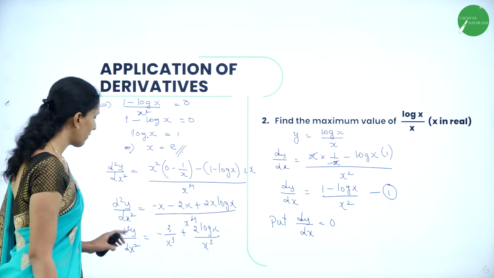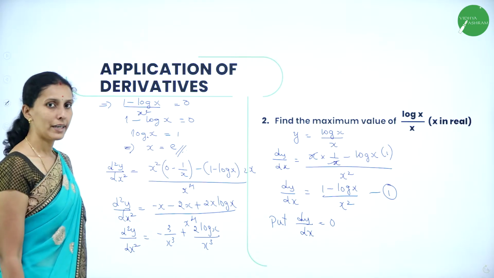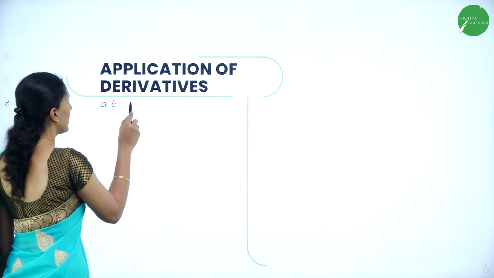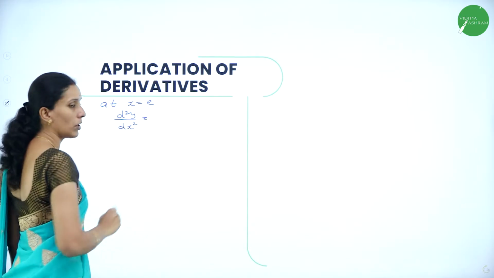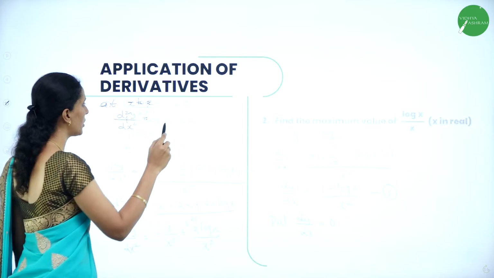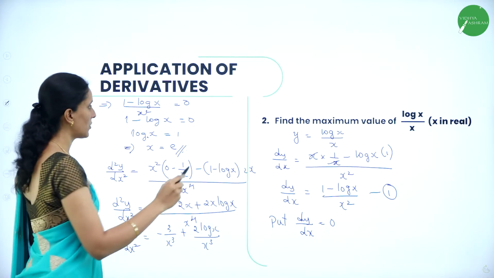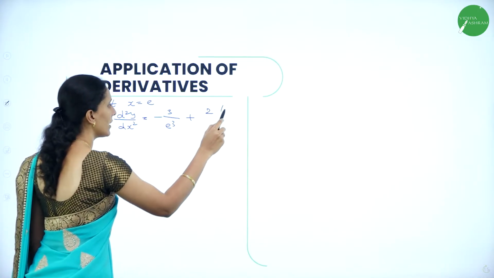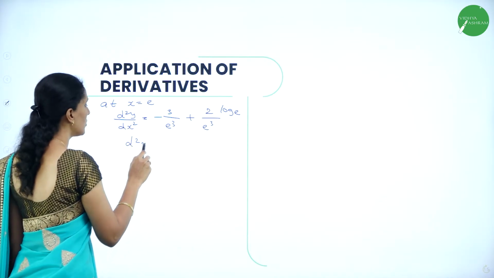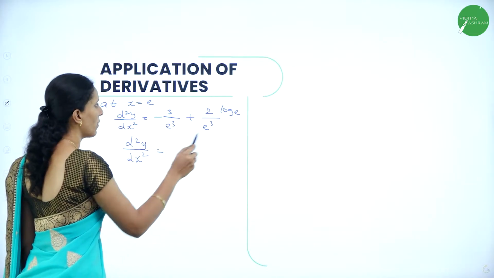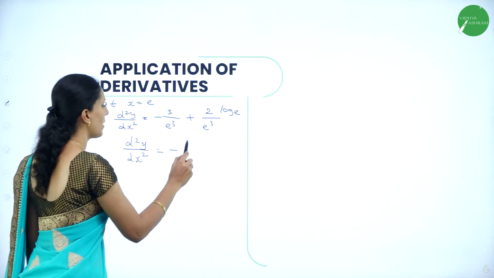Now, we have d square y by dx square. Substitute x is equal to e in the given d square y by dx square. So, at x is equal to e, d square y by dx square is equal to, you can see here, it is minus 3 by e cube and 2 log e by e cube. So, you can clearly observe log e to base e is always 1. So, this value takes 1. So, this is minus 3 by e plus 2 by e, which is minus 1 by e.